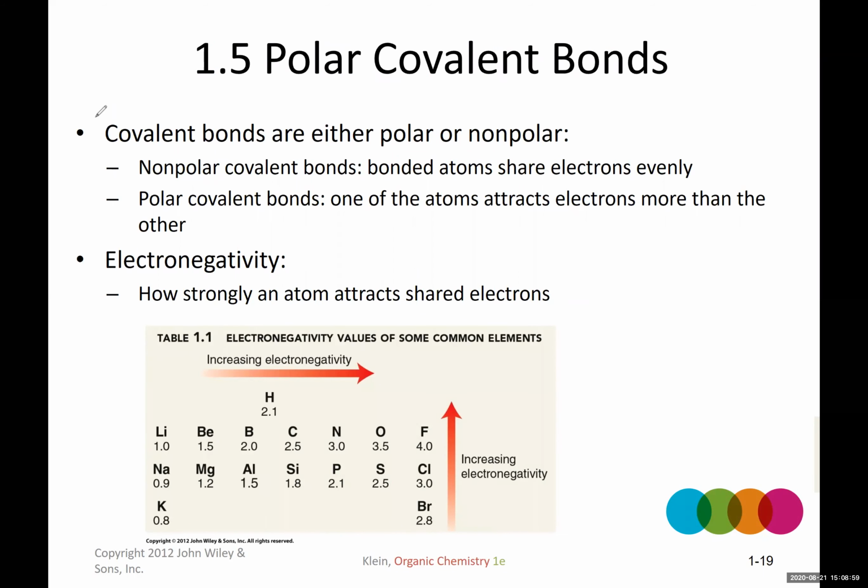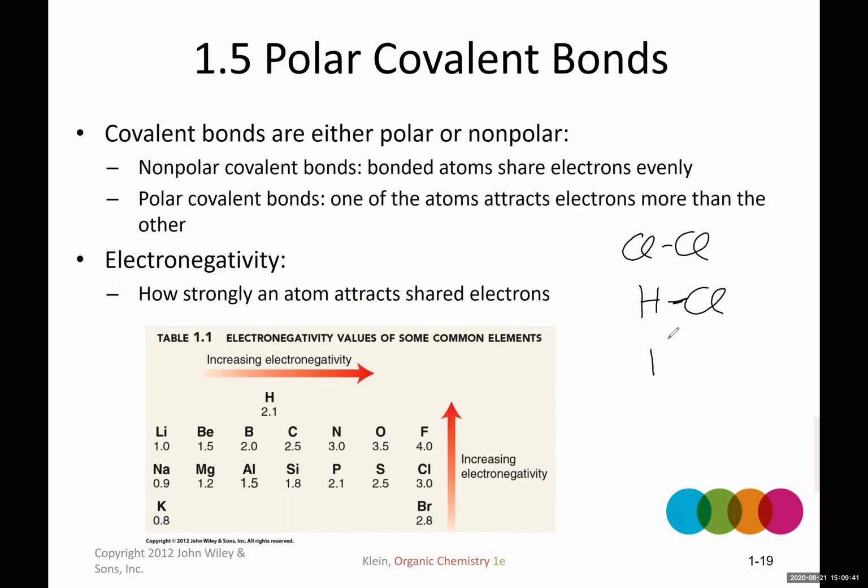So on this slide, I'm going to introduce polar covalent bonds. As we know from general chemistry, bonds can be either polar or nonpolar. In a nonpolar covalent bond, the atoms sharing the electrons share them equally. For example, in the chlorine molecule Cl2, the atoms are identical, so the electrons are shared equally.